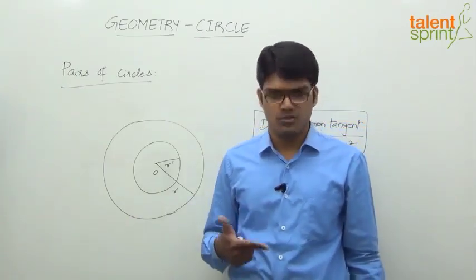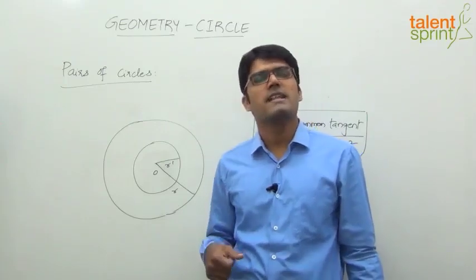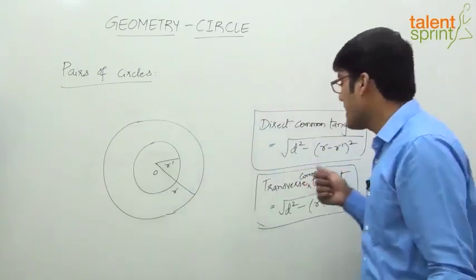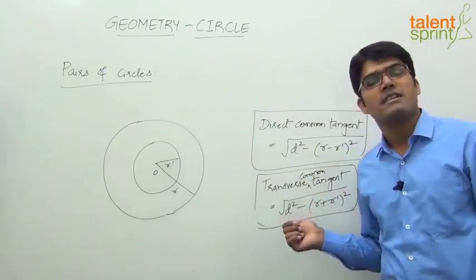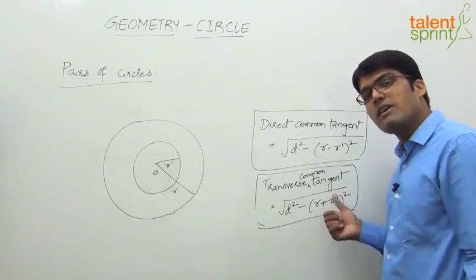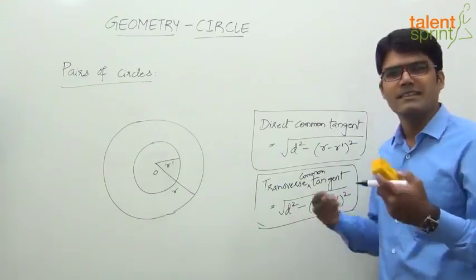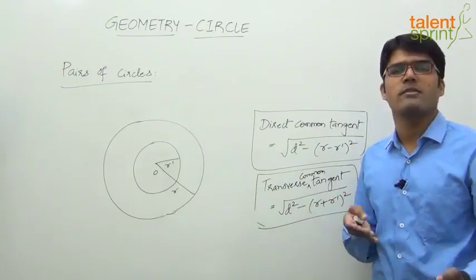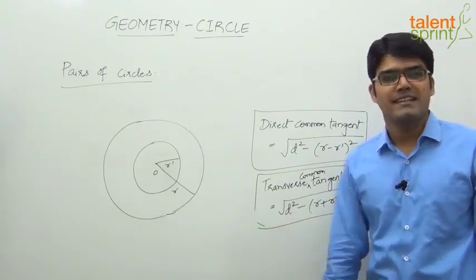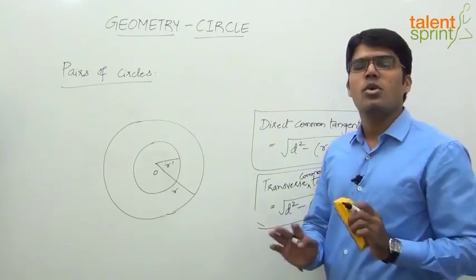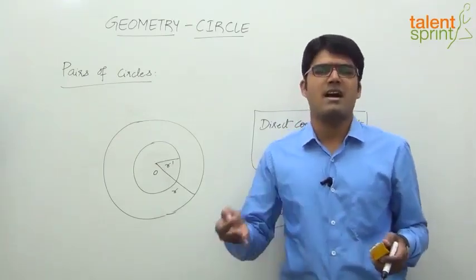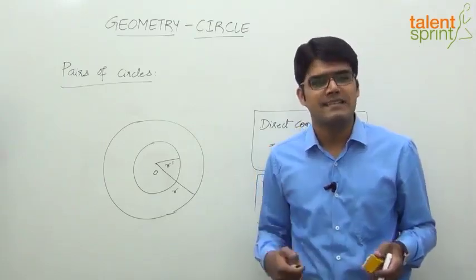So in the case of pairs of circles, we have two types of common tangents, direct tangents and transverse or cross tangents. The length of the direct tangent is given as root over d square minus r minus r dash whole square, and that of transverse tangents is given as root over d square minus r plus r dash whole square. That's it. Radii will be given to you, the distance will be given to you, you just have to substitute in the formula and get the required answer. So that's about all the different types of properties related to circles and arcs and chords, secants, tangents, etc.